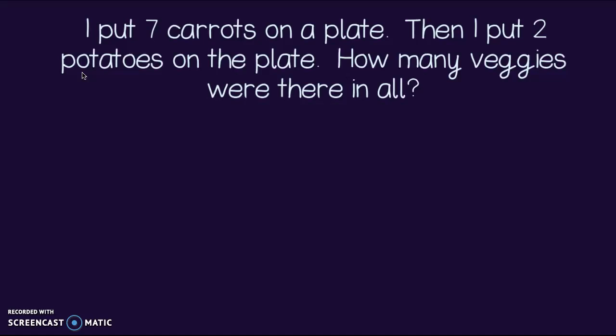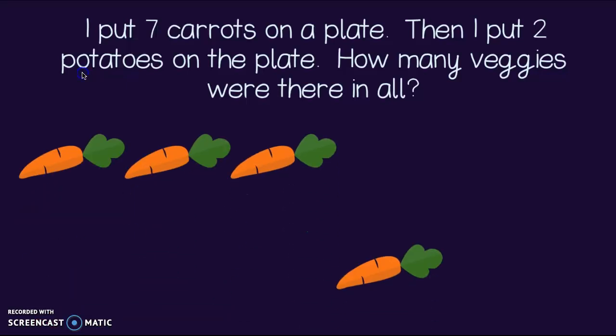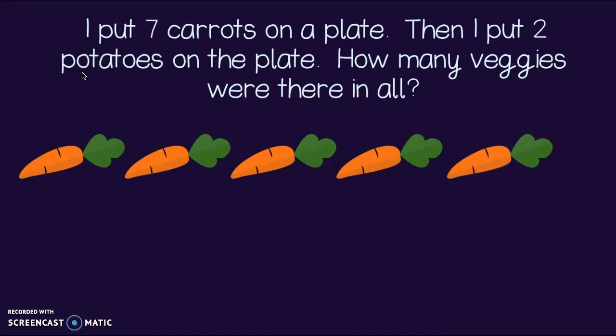So let's see. It says I put 7 carrots on a plate. So watch me draw my 7 carrots. 1, 2, 3, 4, 5. Oh, there's my 5 group. So I'm going to go ahead and slide to the next row to stay super organized. 5, 6, 7. Perfect.